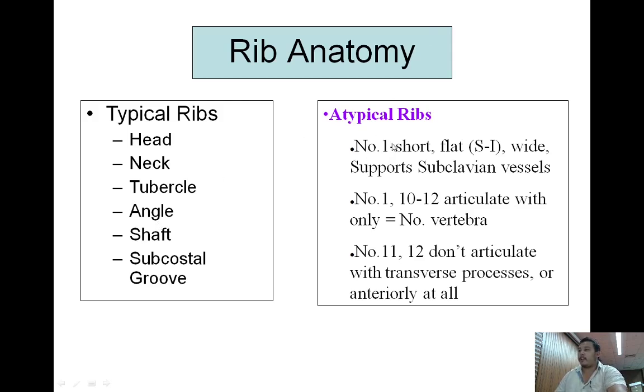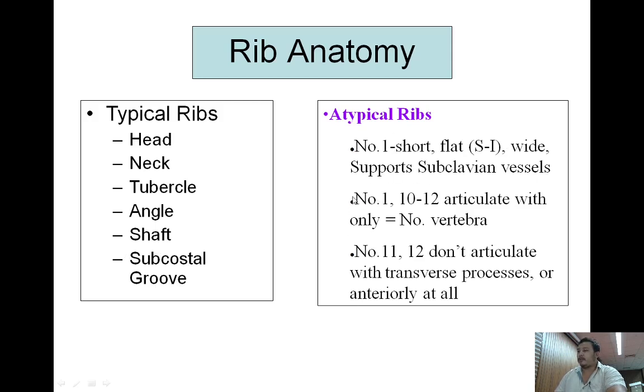Now, what are the atypical ribs? Number 1, okay, this is an atypical rib. We'll deal with the atypical ribs in a separate class. The atypical ribs have some characteristics which are not similar to the common characteristics of the typical ribs. All typical ribs have one head, a neck, a tubercle, angle, shaft, and a subcostal groove. In atypical ribs, rib number 1 is short and flat, and it supports the subclavian vessels. We'll talk about this in a separate class.